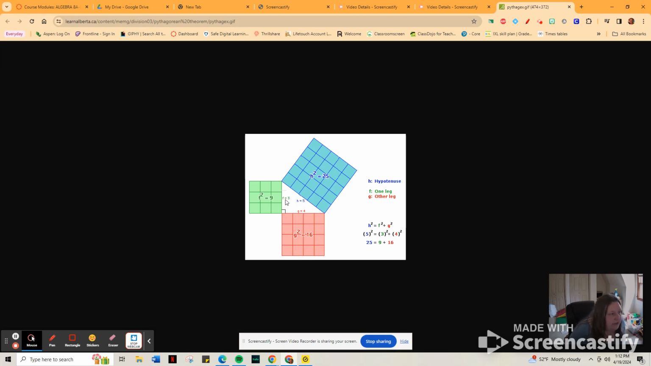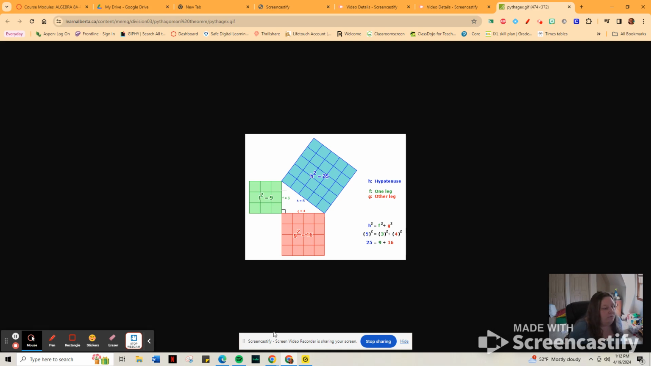So if I squared this side, so this side is 3 units, so 3 squared is 9, plus this side squared, so 4 squared, which is 16. If I add it together, it's going to equal the longest side, the hypotenuse, which is 5. So 5 squared is 25. If I add 9 plus 16 together, I'm going to get 25.